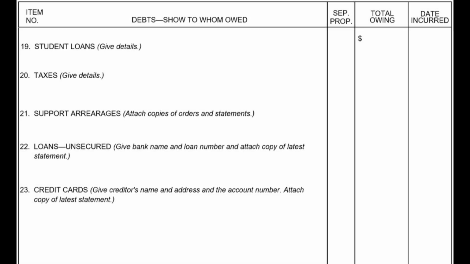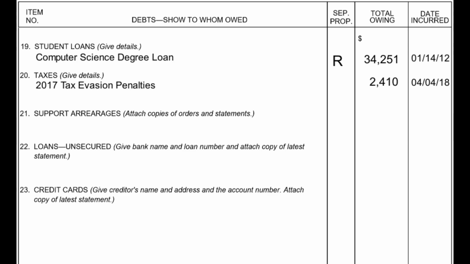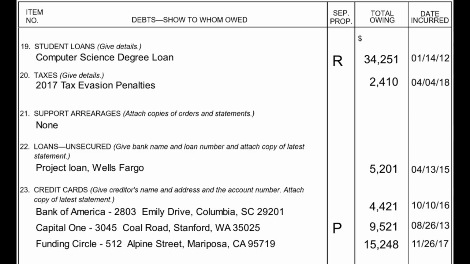Item numbers 19 through 25 ask about the debts between you and your spouse, including student loans, taxes, support arrears, loans, credit cards, and any other debts. Write down a description of the debt. If the debt occurred during the marriage, leave separate property column blank. If contended, write the respective P or R value. Include how much is still owed to the debt and the date that the debt was incurred.